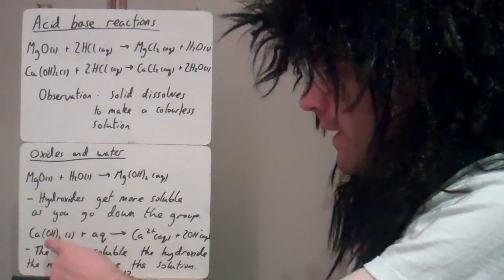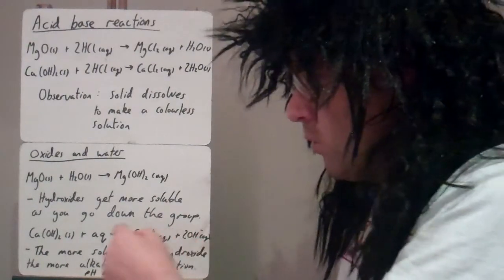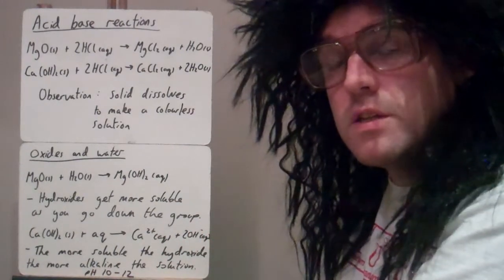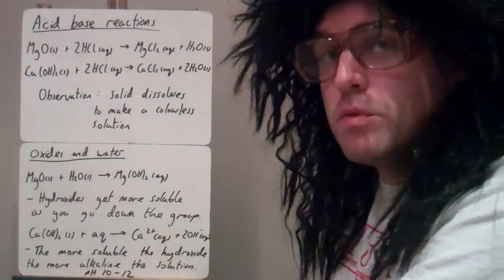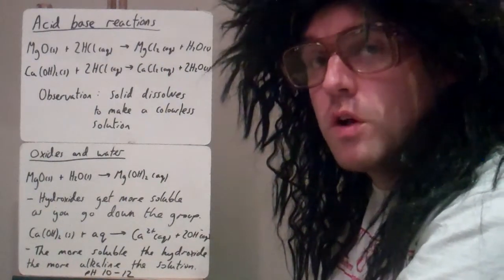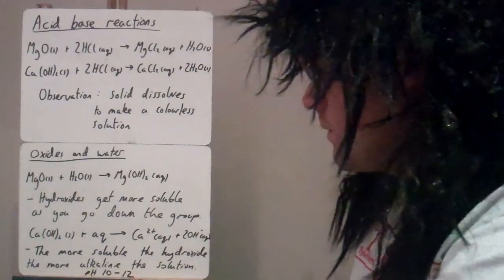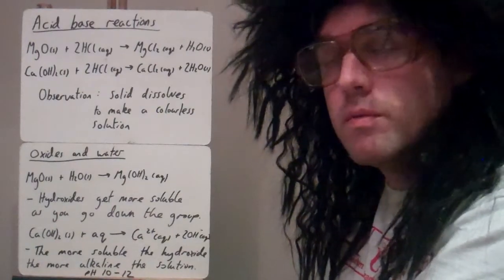So here, for example, we've got calcium hydroxide dissolving, and it makes calcium 2 plus ions and 2 hydroxide ions. The more soluble, the more this reaction occurs, the more hydroxide ions are released, so the more alkaline the solution. So the thing to remember is that as you go down group 2, the group 2 hydroxides get more soluble and as a result become more alkaline. And they have a pH of between pH 10 and 12.